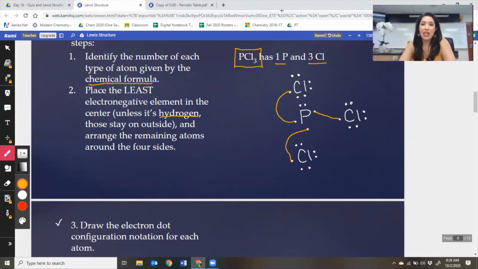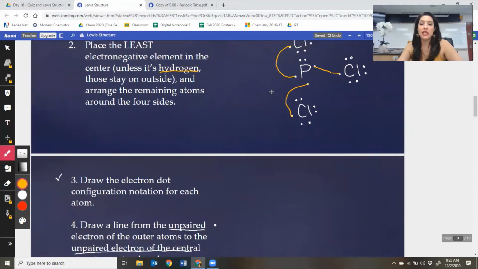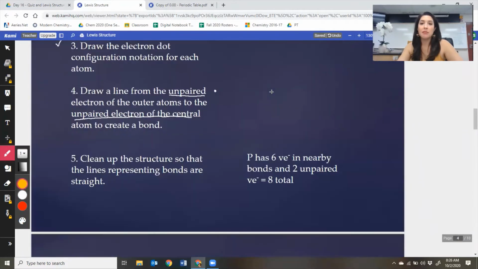There we go. Now this looks kind of ugly, so I can clean it up and rearrange the electrons so that everything is neatly squared off, and that indeed is the next step. Step 5, clean up the structure so that the lines representing the bonds are straight. I'll just bring all my work here down into the next step.